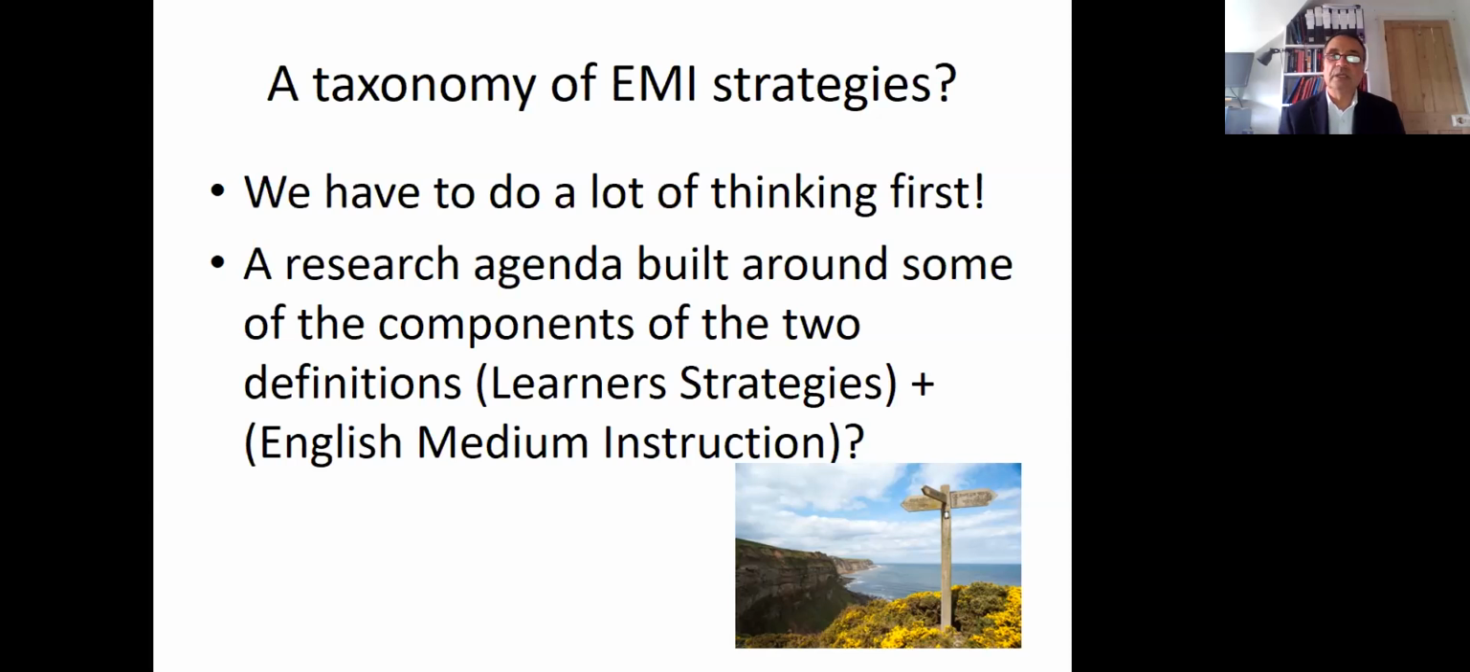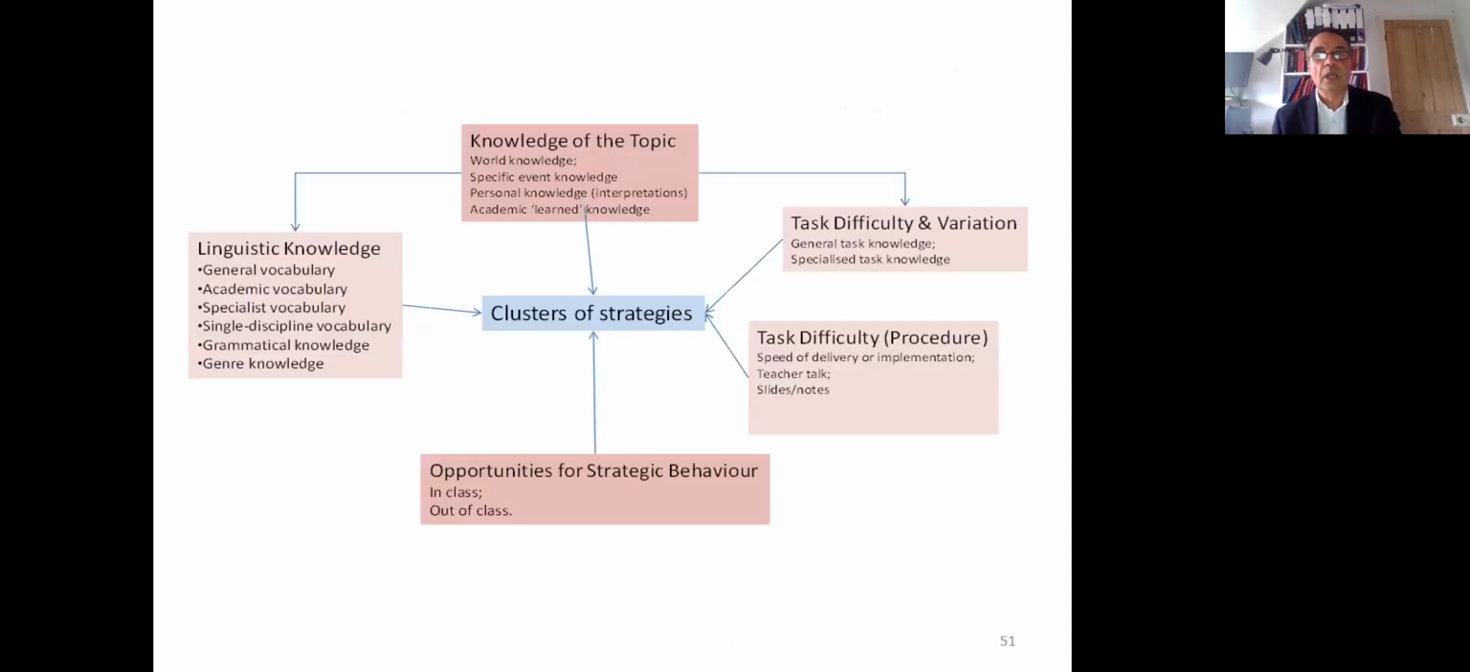And so what I suggest is we need a research agenda built around some of the components in my two definitions that I've given you and repeatedly gone back to in this talk: that learner strategy definition, looking at the various components of that, and then the EMI definition that I've also proposed. That will then help us to come eventually to some kind of model of strategy use in EMI. Anyway, this is the model I'm currently working with and thinking about.